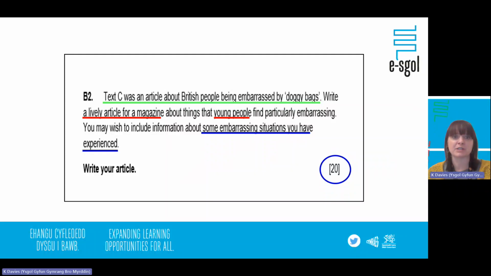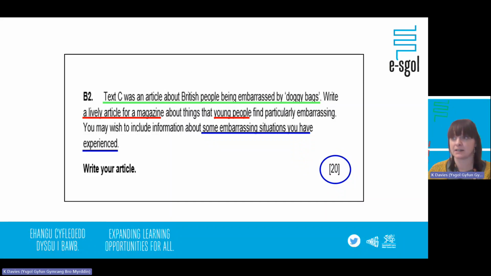You may wish to include information about some embarrassing situations you have experienced. Okay, so this is only a link to the text where they reference you here with text C. Essentially what they're trying to do is go, all right, have a flick back to text C. Okay, that is what an article is. So you could look at how text C is worded, how text C is put together, and use that as a sort of a basis of how to structure the format of your task.